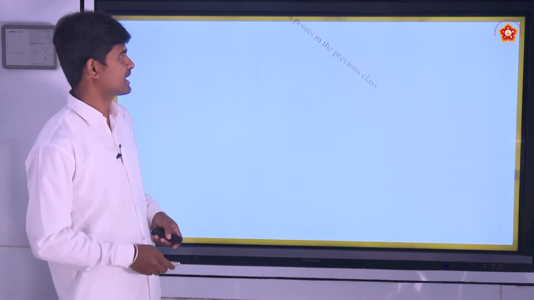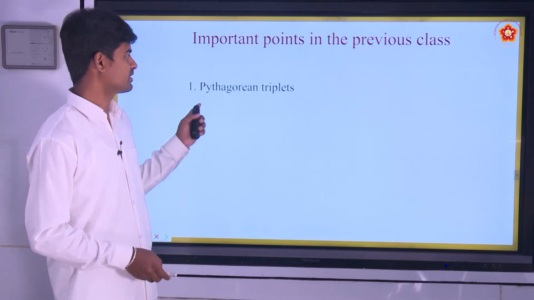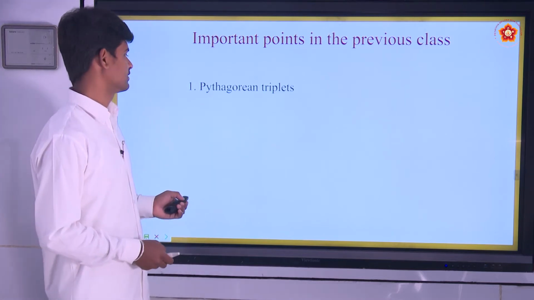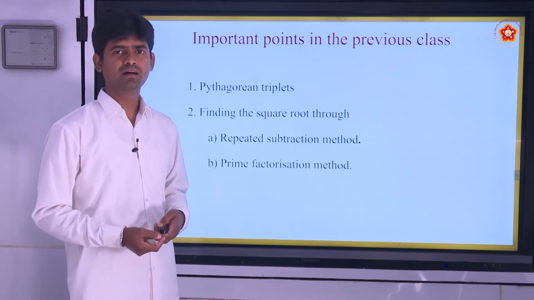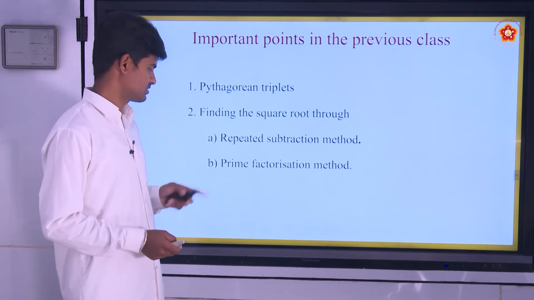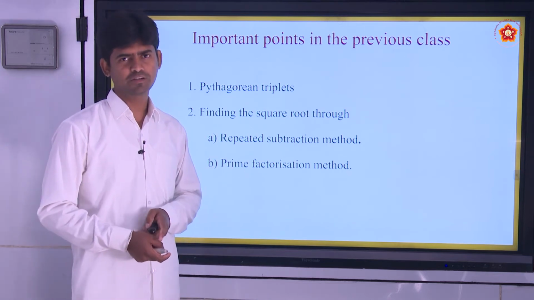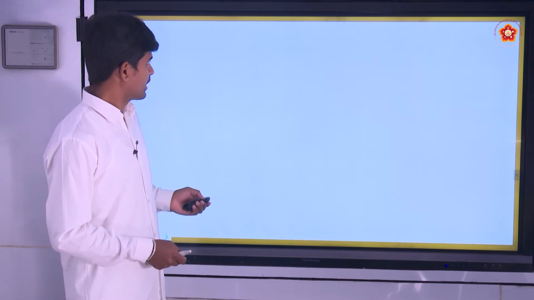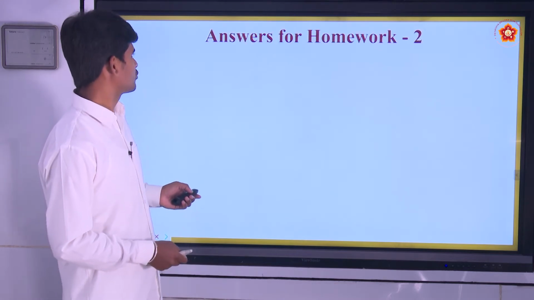What did we discuss in the last class? First, we discussed the Pythagorean triplet. Second, finding the square root through the repeated subtraction method. Third, the prime factorization method. I gave a homework. I hope you all did that homework.